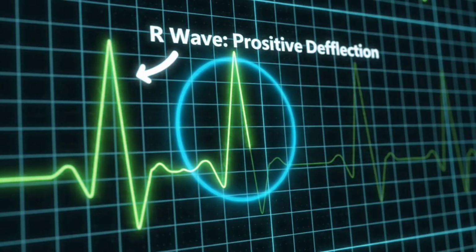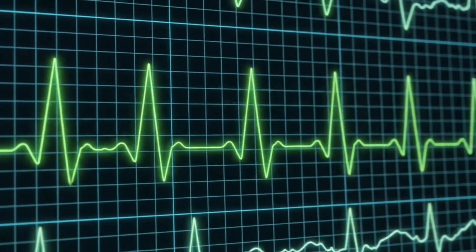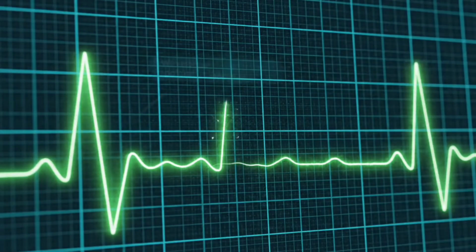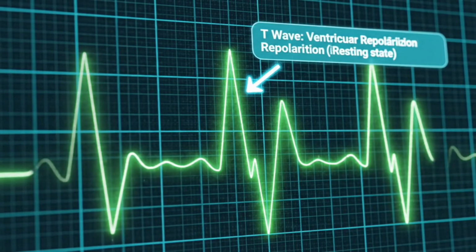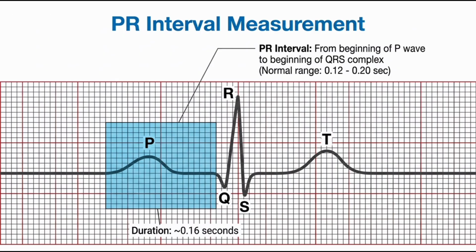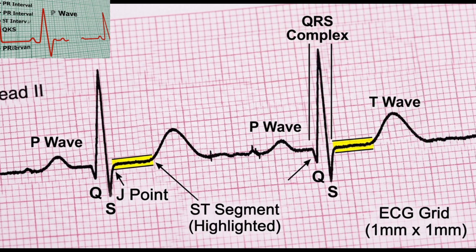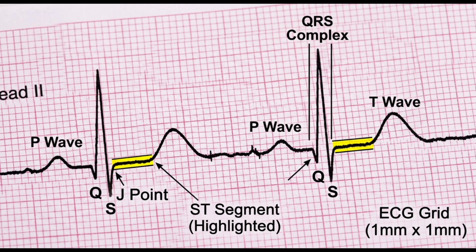Here you can watch the ECG wave rising above and below baseline, with animation explaining deflection. What is an interval? An interval includes one or more waves and measures conduction time. PR interval highlighted in this ECG. Let's see what a segment is. A segment is a flat section of the ECG between two waves. ST segment highlighted in this ECG.